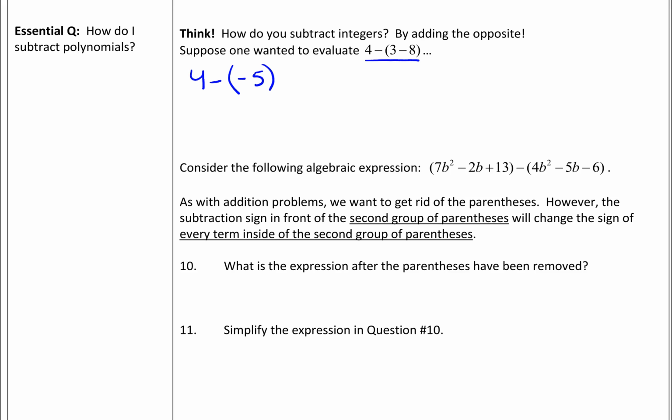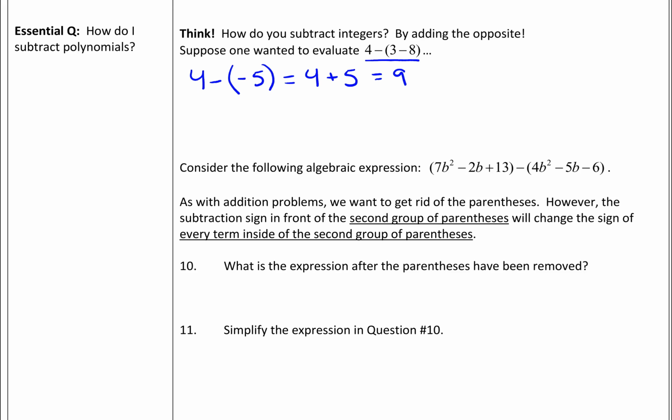Okay, we remember from the past couple of years that if we subtract a negative, that's the same thing as adding something. Remember, if you take away something negative, you get more happy, you get more positive, right? That's one way to remember it. So this is really 4 plus 5, which we know is 9.